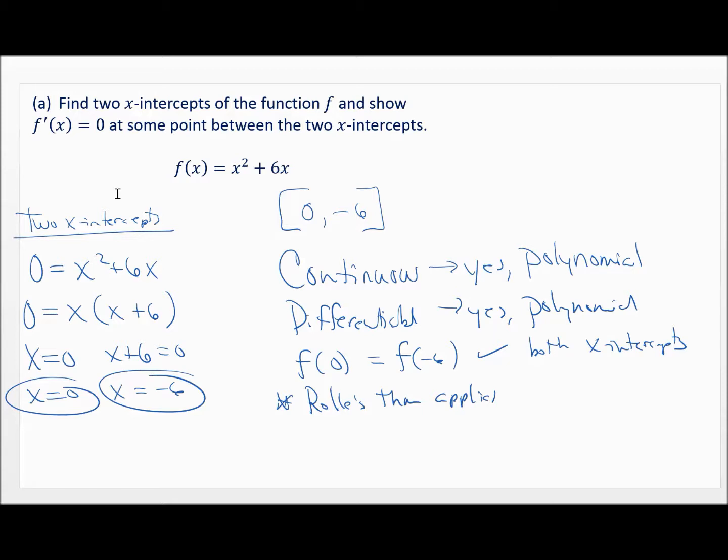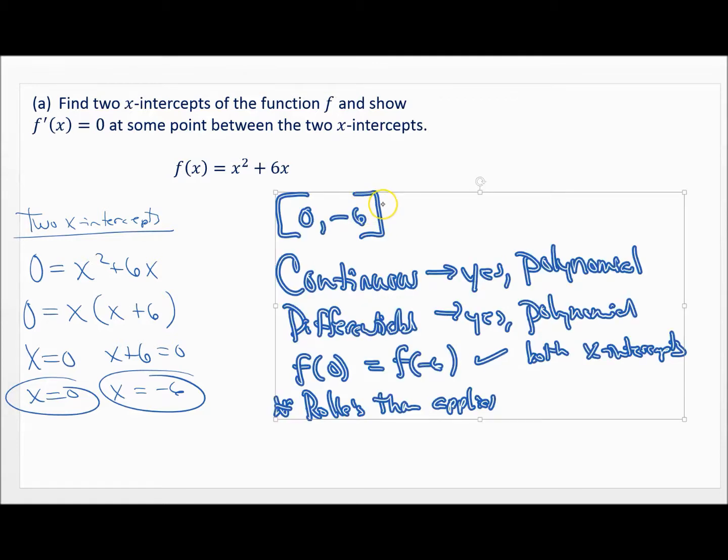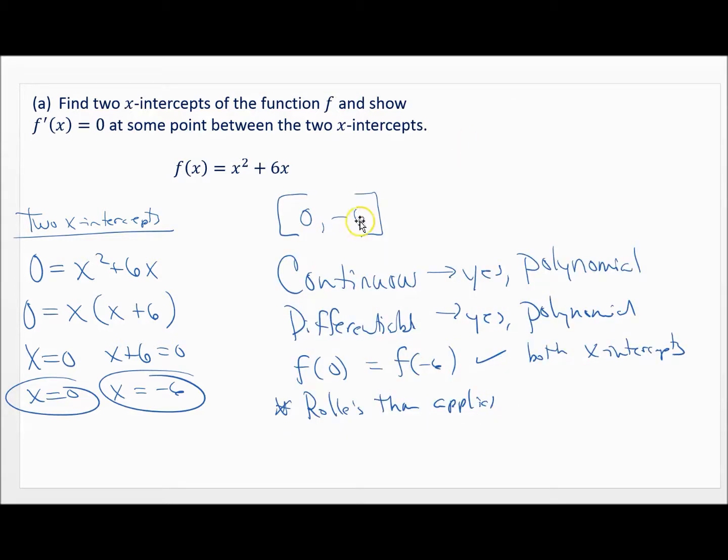Negative 6. And look at that. I bet y'all caught this. Don't tell anybody you did this. I wrote the interval completely backwards. Ooh, I need to erase. Don't tell anybody.